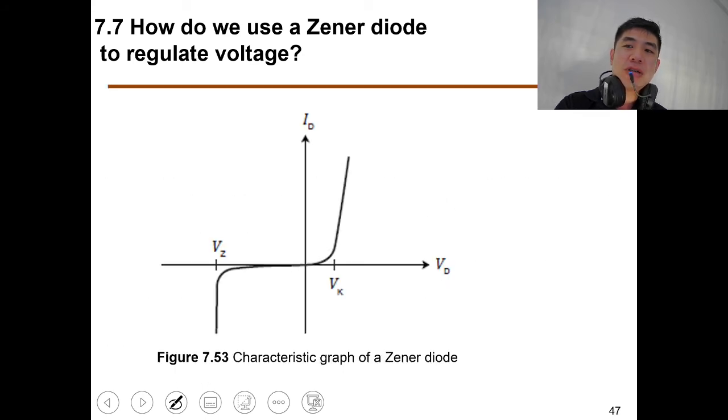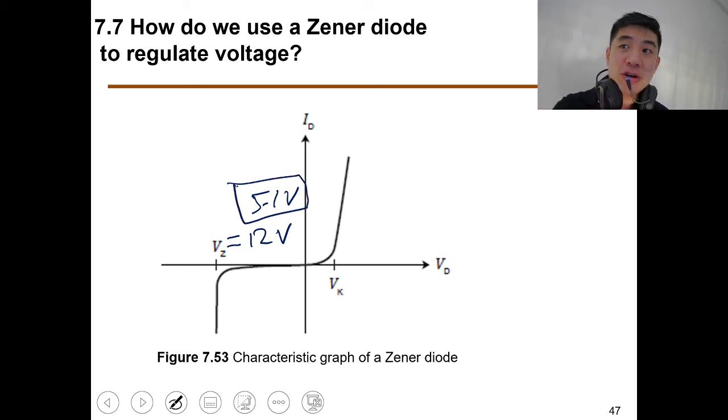So this is what it looks like. And VZ normally has two values. In our workshop we have two types of Zener diode. One is the 5.1 volt one, and the other one is the 12 volt one. Why 5.1 volt? Why so special? Because most of your electronic devices work on 5 volt, right? Remember? So if you want to regulate voltage, you have a 12 volt AC supply.